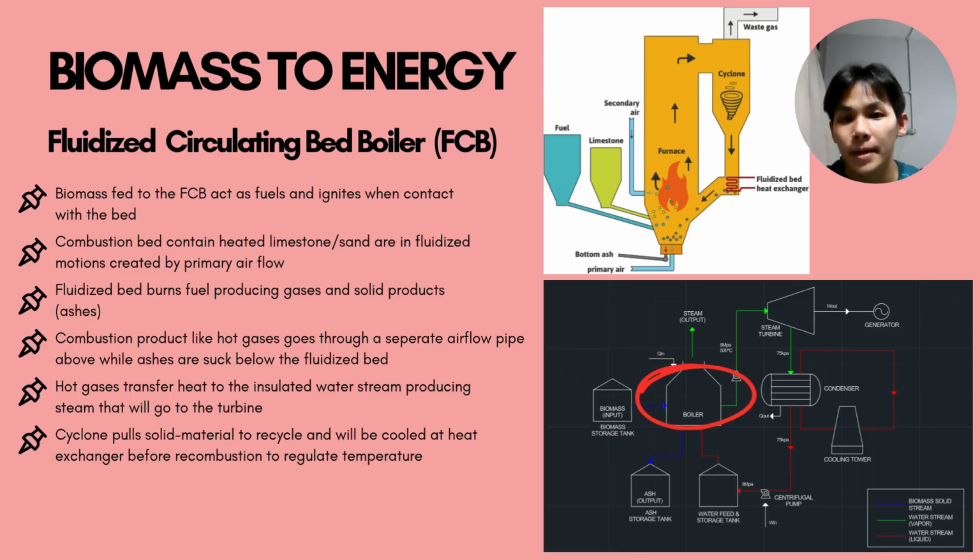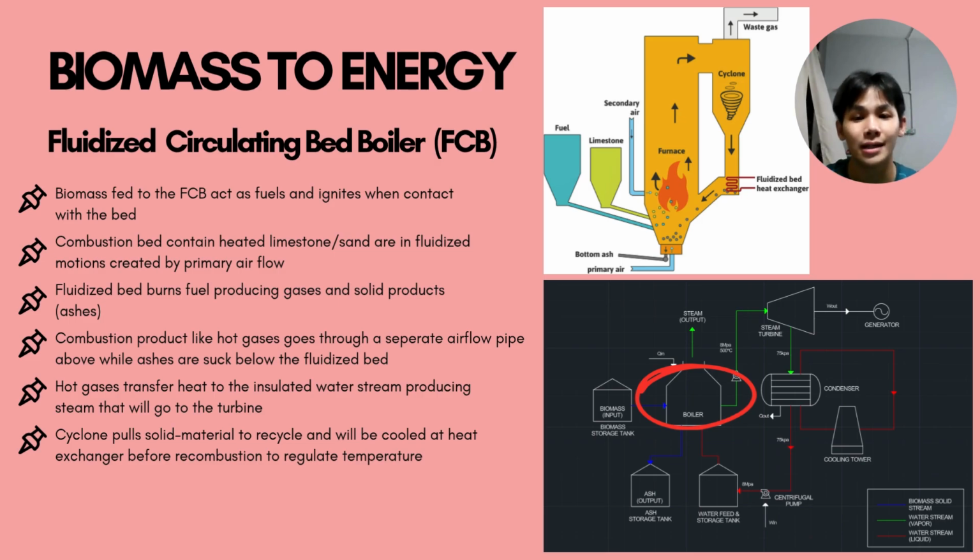To convert the biomass to energy, a circulating fluidized bed boiler (CFB) is used. And how does it work? Biomass fed to the CFB acts as fuel and ignites when in contact with the bed. The combustion bed contains heated limestone or sand in fluidized motion created by primary airflow. The fluidized bed burns fuel, producing gases and solid products, which are the ashes.